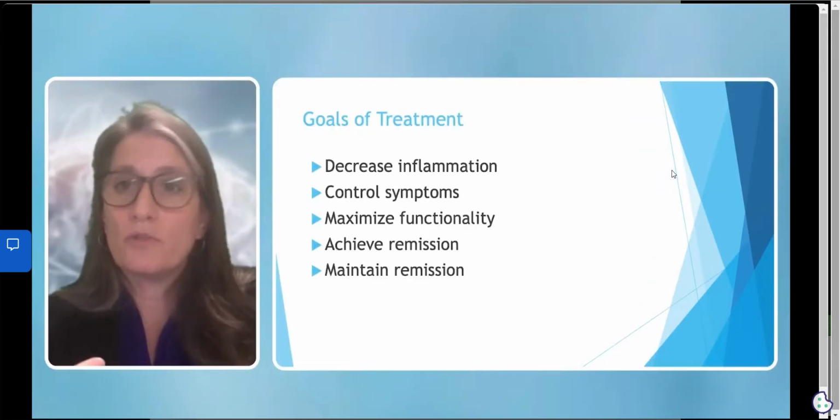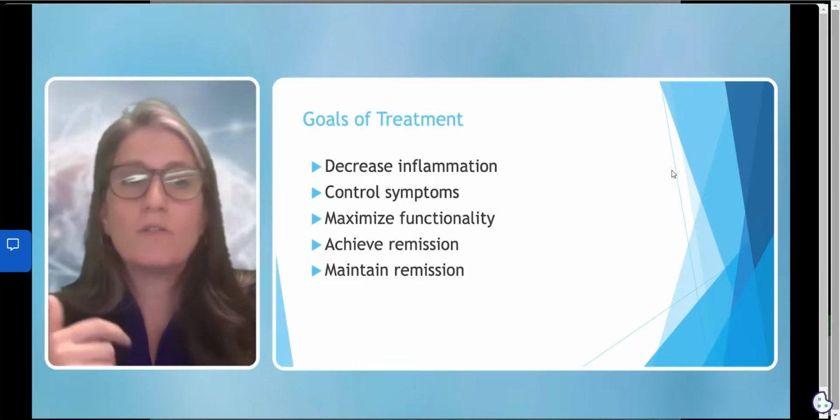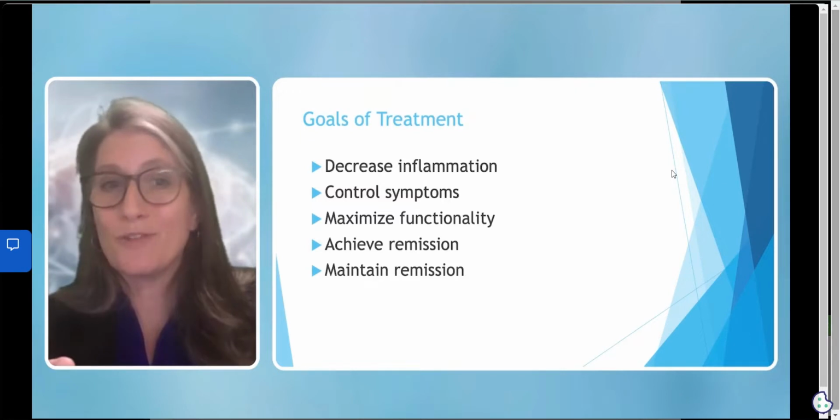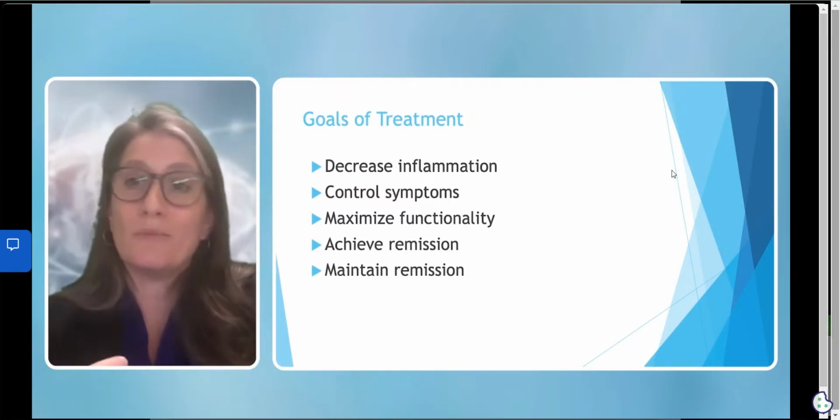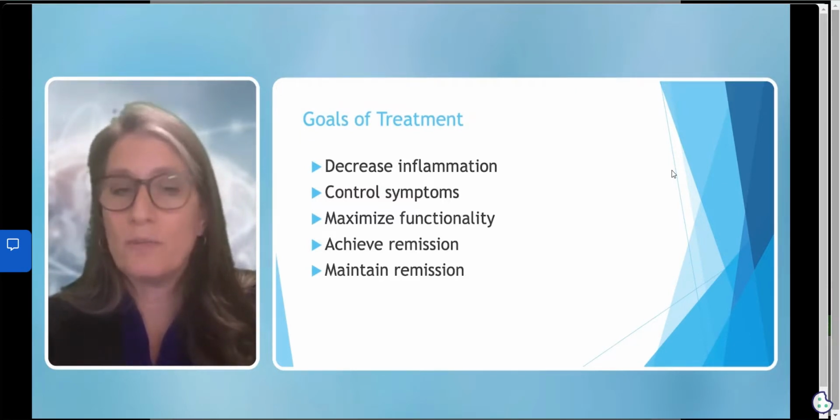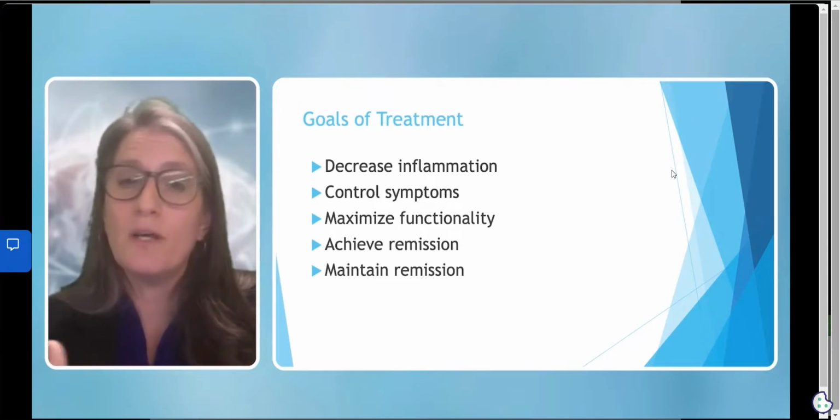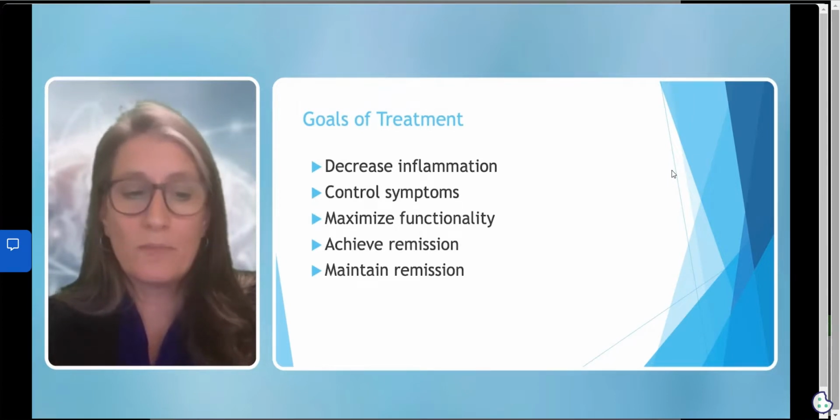So when we think about the treatment goals of autoimmune encephalitis, we're looking to decrease inflammation, but we're also looking to control symptoms, maximize functionality. The goal is to ideally achieve remission and control that inflammation long-term by maintaining remission with the eventual goal of getting people off of medications.